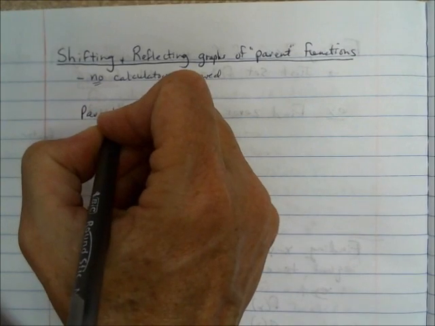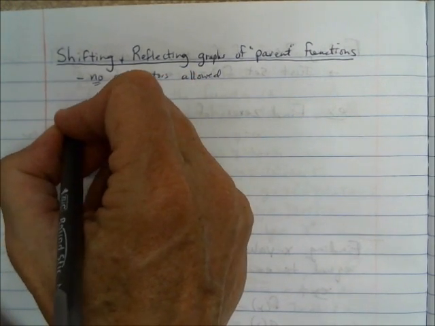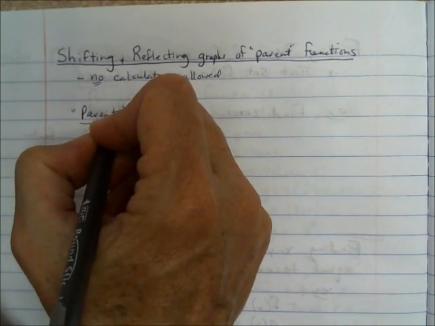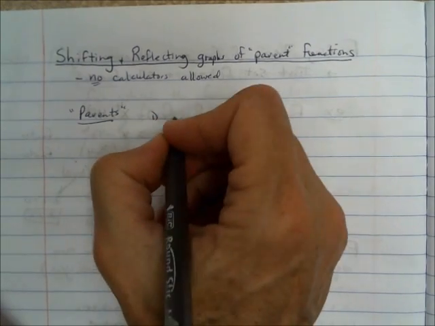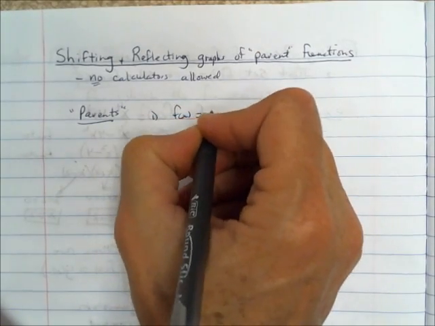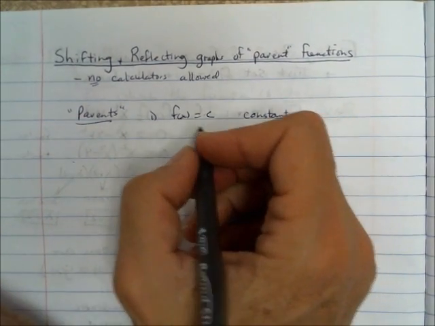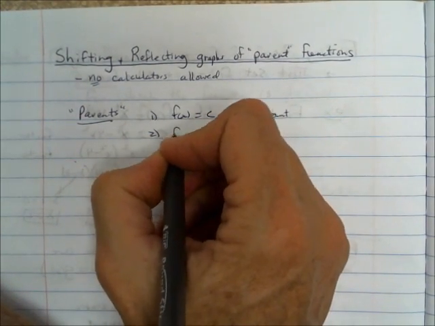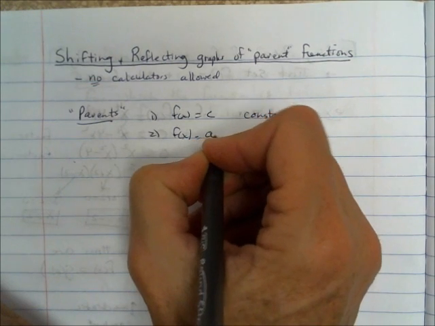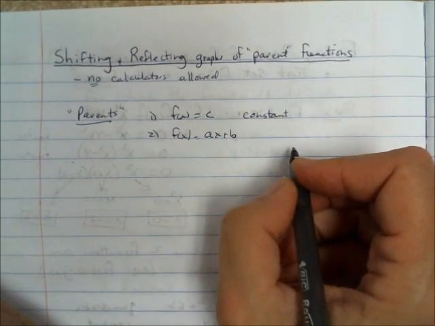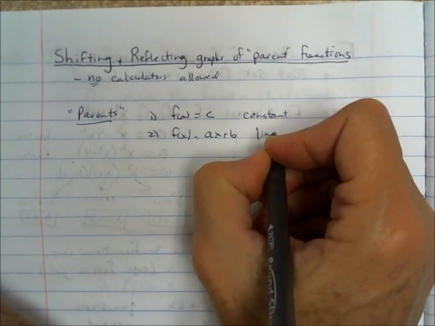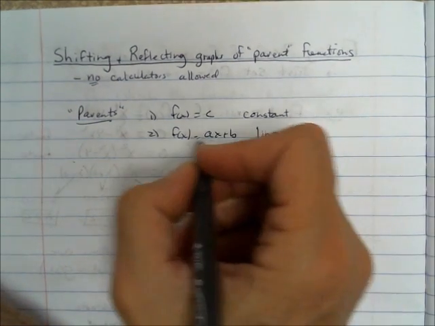You should have learned about the parent functions, or we'll call them the parents. The parent functions, number one, we already learned about f of x equals c, which is a constant function. We learned about that a week or two ago. And f of x is equal to ax plus b. That's the linear function. We already learned about that, and we had a quiz on that.